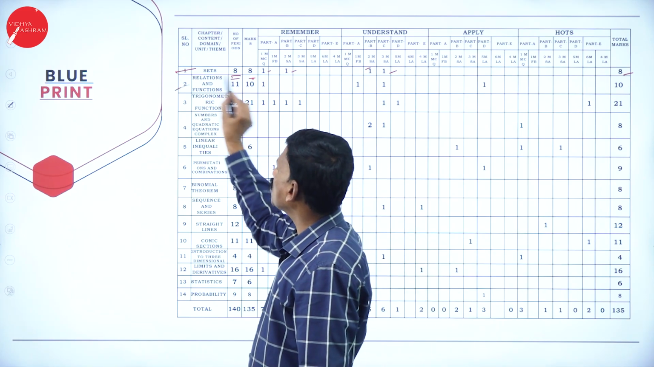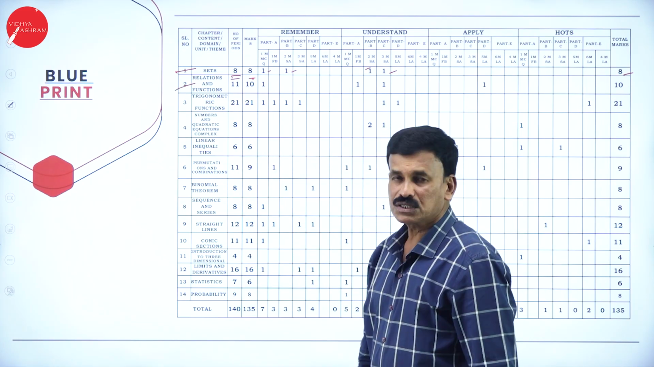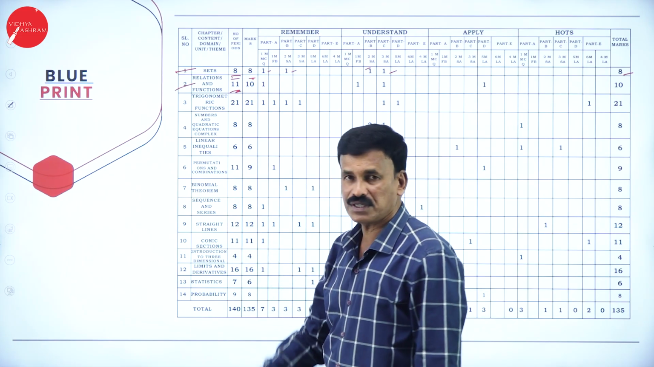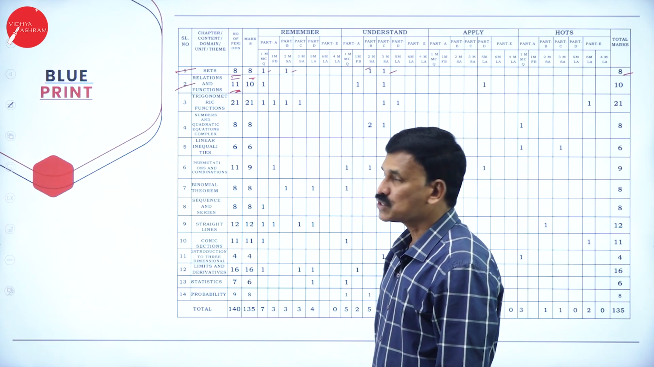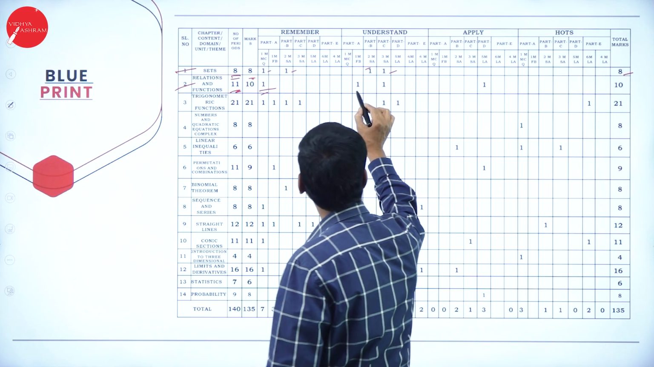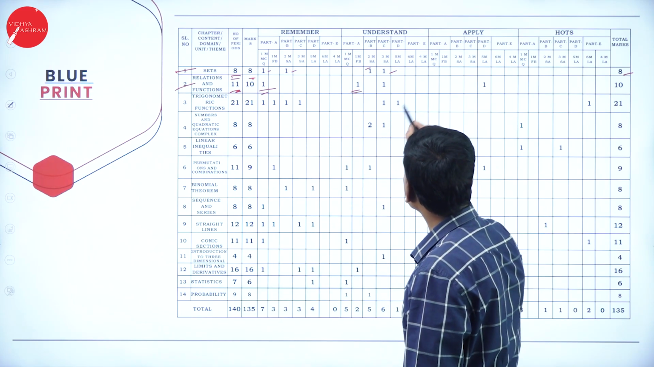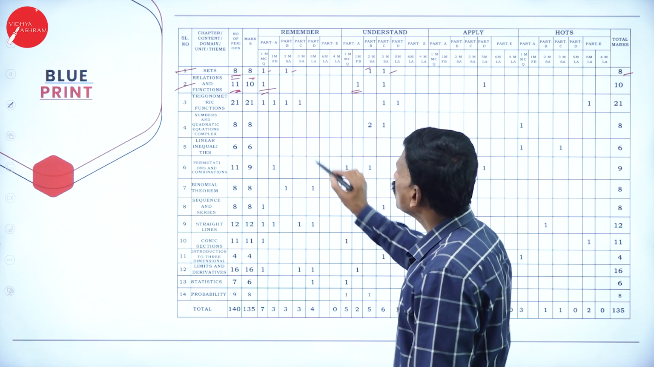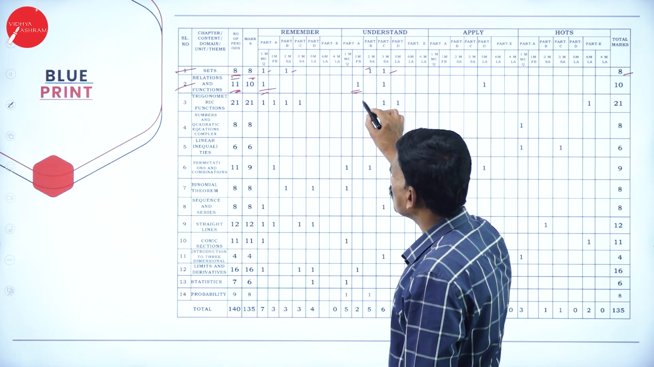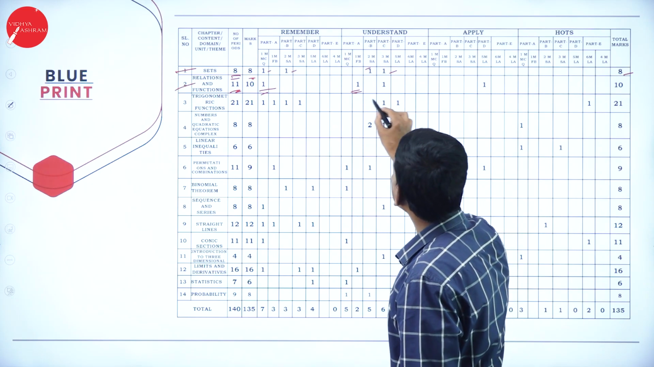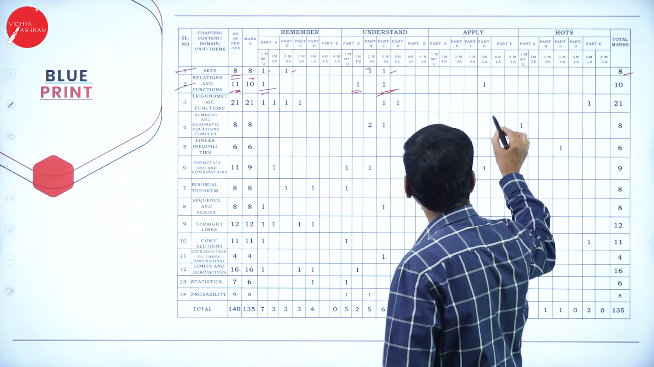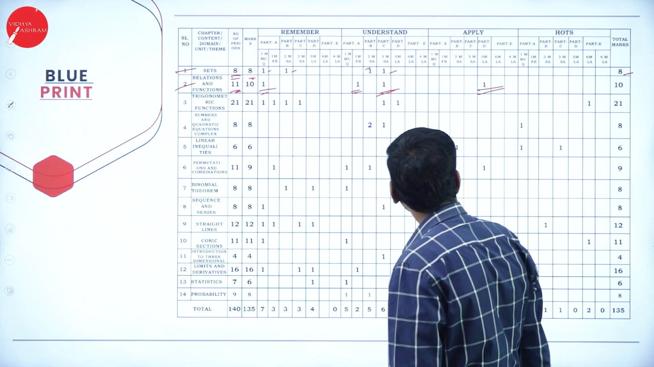Whereas for the second chapter, that is relations and functions, the weightage is 10 marks and the total number of hours is 11. Here you will get 2 MCQ questions, 1 and 1, one MCQ question for remembrance and one from understanding. Then in part C, you will get one 3 marks question and one long answer question, that is a 5 marks question.